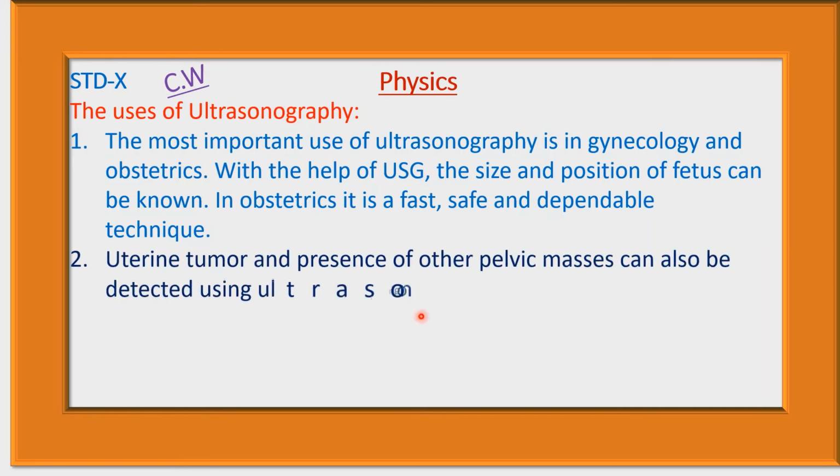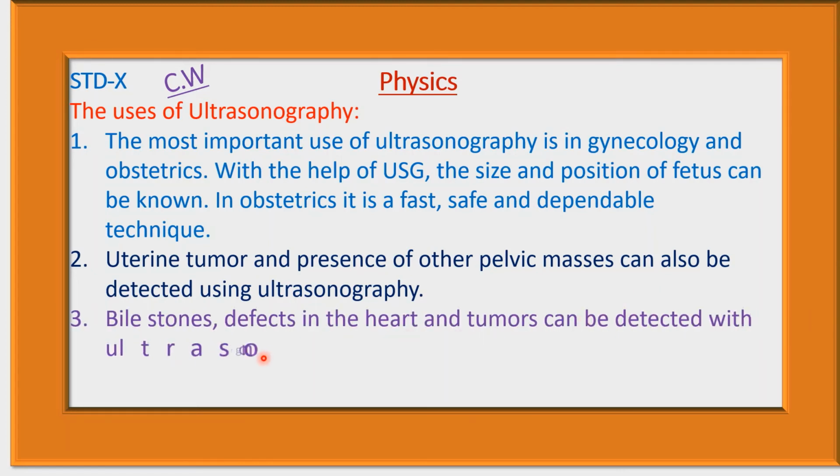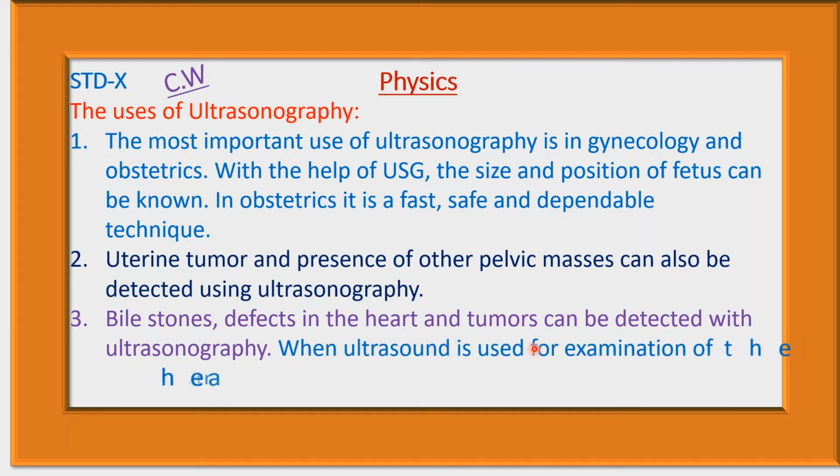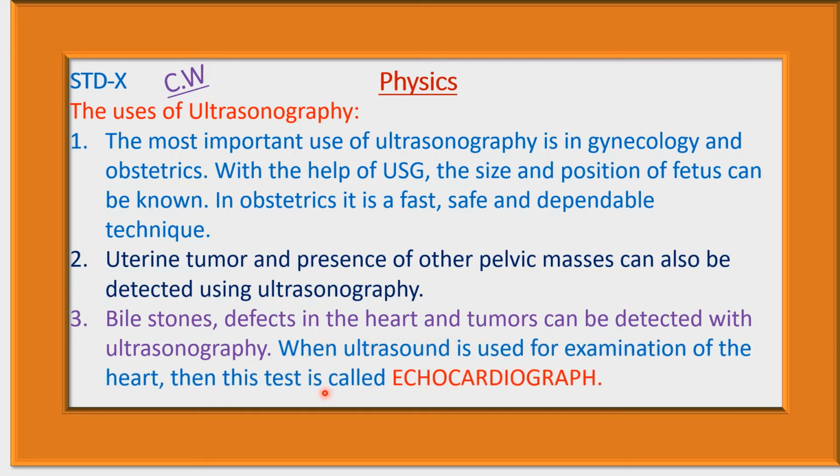Uterine tumor and presence of other pelvic masses can also be detected using ultrasonography. Defects in the heart and tumors can be detected with ultrasonography. When ultrasound is used for examination of the heart, then this test is called echocardiography. Here, when ultrasound is used for examination of the heart, then this test is called echocardiography.